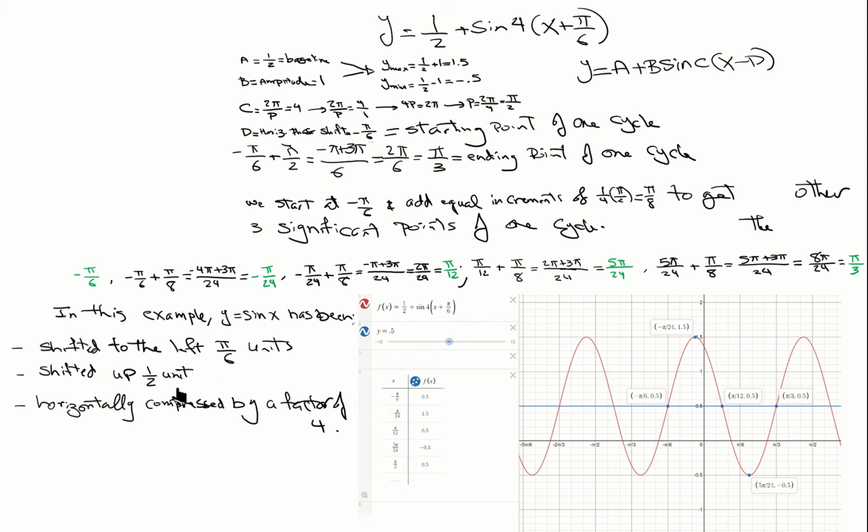It's also been shifted up 1/2 unit. That's because of this 1/2. It has been horizontally compressed by a factor of 4, and that's where the 4 is, which caused that compression. And this is just to bring this particular problem in line with our general understanding of transformations of functions.